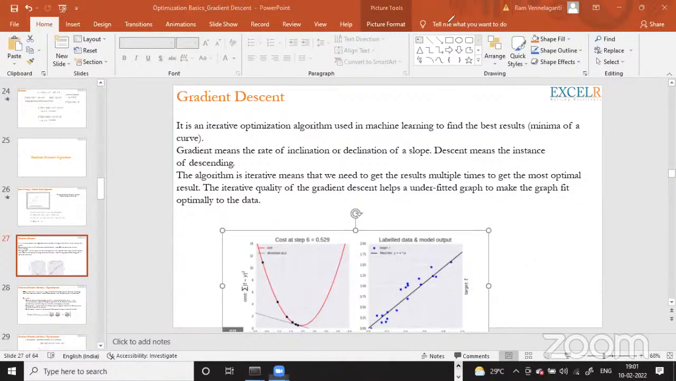We can take a break here for 10 minutes and then we can come back after 10 minutes to continue our discussion on gradient descent algorithm. So take a break for 10 minutes.